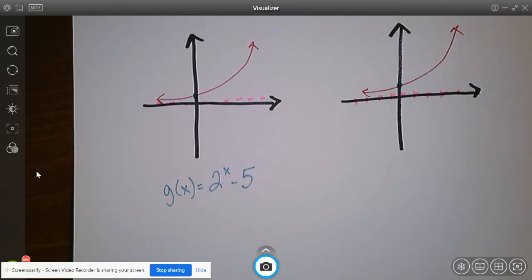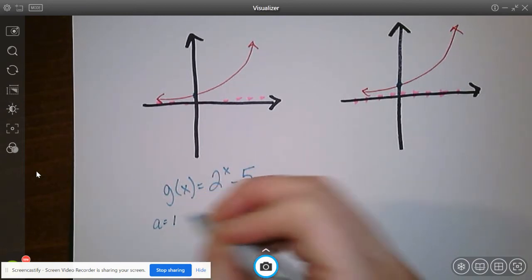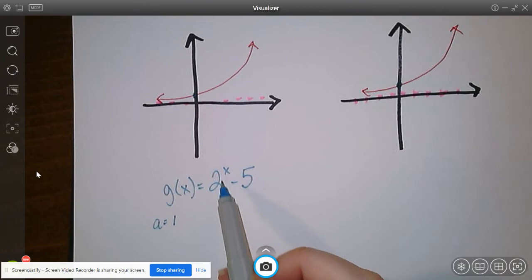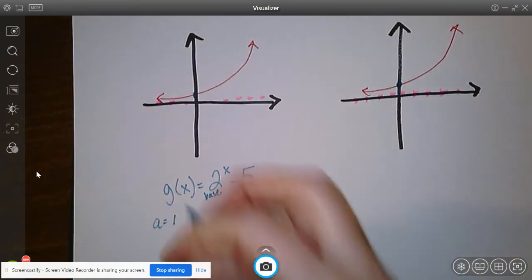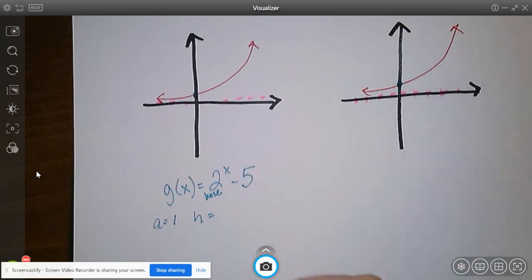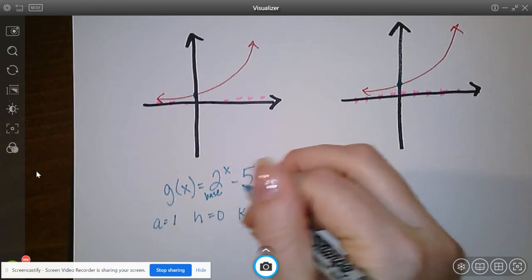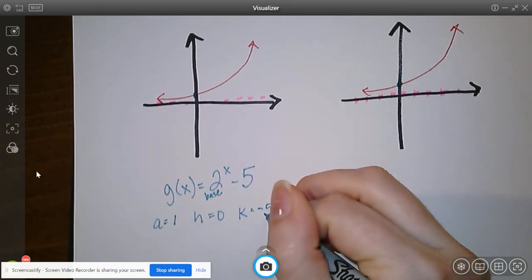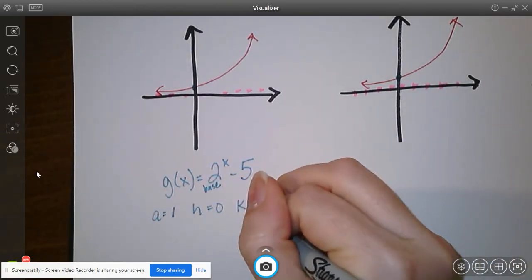Okay, so if we look at this, I can name my a, h, and k. There is no number in the front being multiplied, so my a is 1. A very common mistake is that people think 2 is your a. It's not. This is your base. That's your base. Okay, my h, if you notice, nothing is being added or subtracted up here in the exponent. So my h is 0. And then my k is this big one at the end, so equals negative 5. So we have no change to the a. We have no change to the h, but we have this change to the k. And we are going to go down 5.